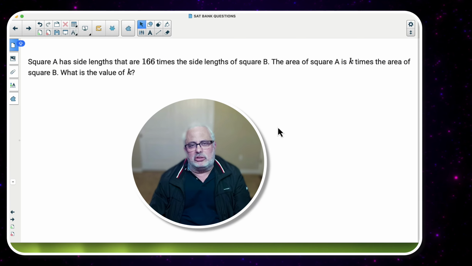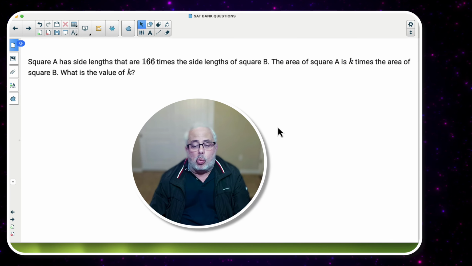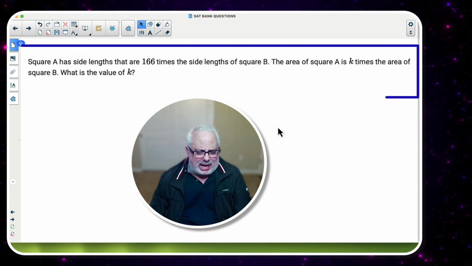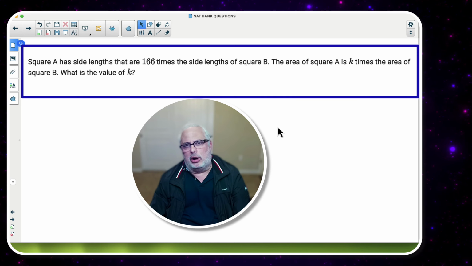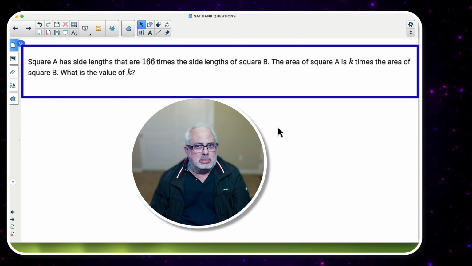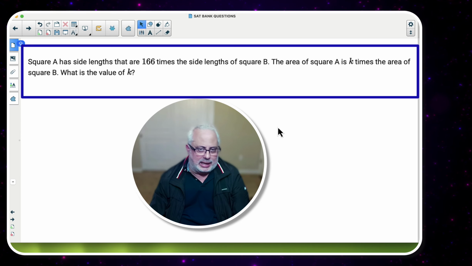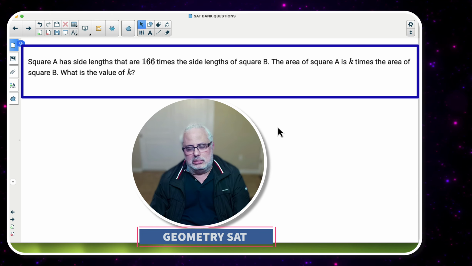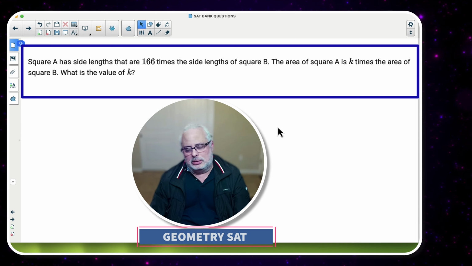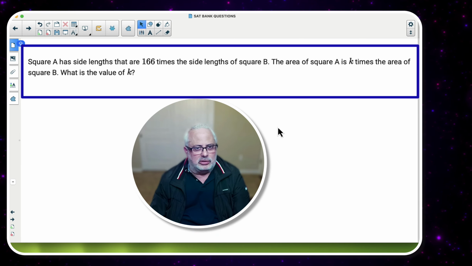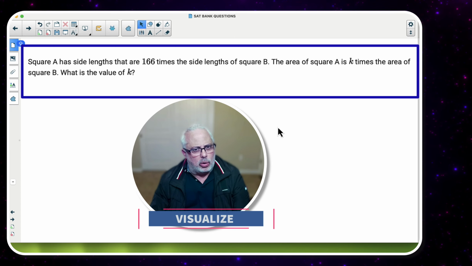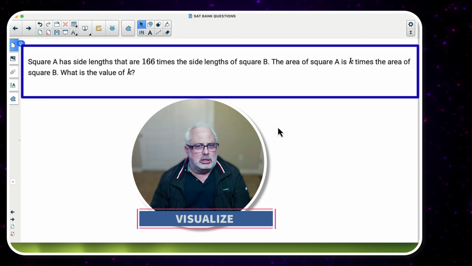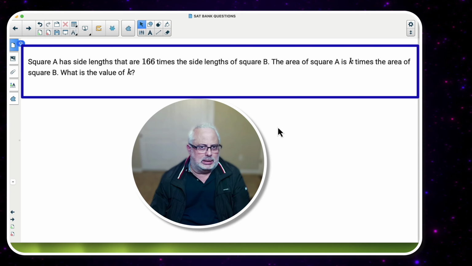Second question. A square A has side lengths that are 166 times the side length of a square B. The area of the square A is K times the area of the square B. What is the value of K? This is another hard question of the geometry SAT test. But no images, no visualization. My personal approach as a teacher to have you ready for this exam is to visualize the squares, to sketch the figure, because that will help your brain to integrate geometry and algebra.